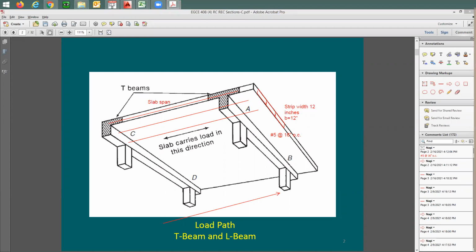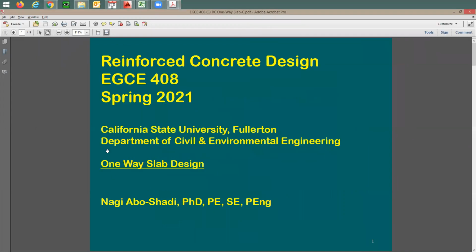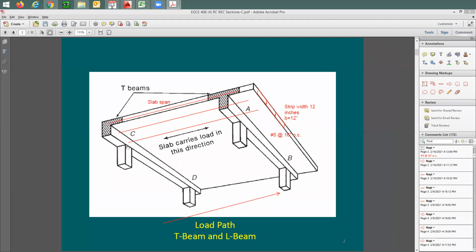We have this new slide set. This is going to be number 5, about the one-way slab reinforcing design. One-way means that the load is only moving in this direction, meaning that I don't have any beams connected between here, A and C. Do we have any beams between A and C or B and D? No. Therefore, all the load, if you put any point load here, is going to be going to this beam AB and to the beam CD.